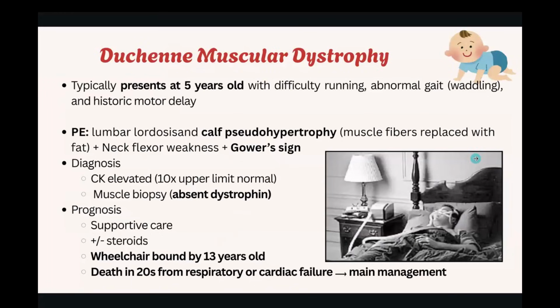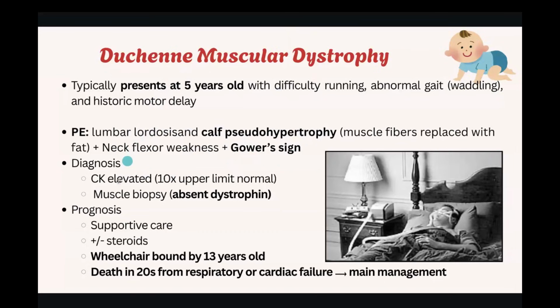So all these diseases are diseases of proximal muscle weakness. So you have proximal muscle weakness that presents at the age of 5 years old. So you have an early presentation. On physical exam, we're going to see that the patient has lumbar lordosis. I think there's a mistake here, but okay. So mainly they have calf pseudohypertrophy. Okay, so calf pseudohypertrophy is very characteristic for Duchenne muscular dystrophy, as well as neck flexor weakness and Gower's sign.